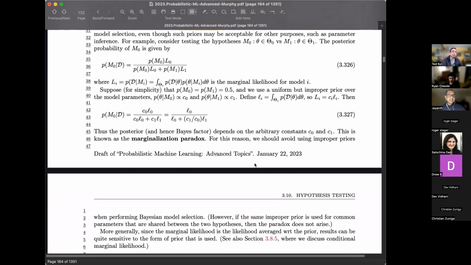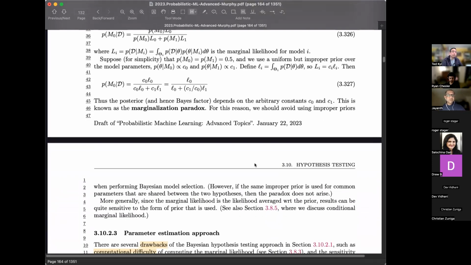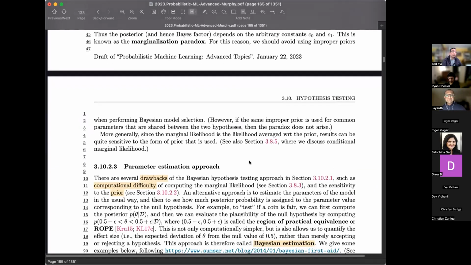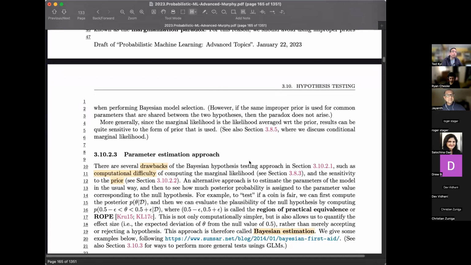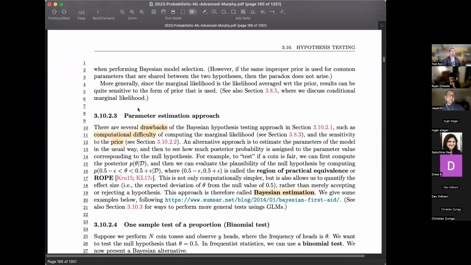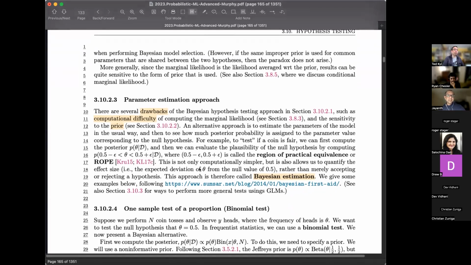And I didn't quite get through all of this, the marginalization paradox. One of the things he talks about is if you want to apply this Bayesian hypothesis testing approach, then it is more computationally intensive than the other case.